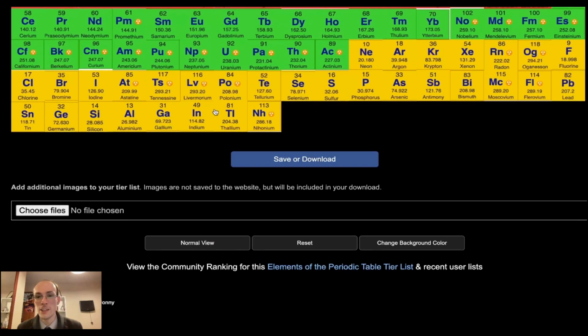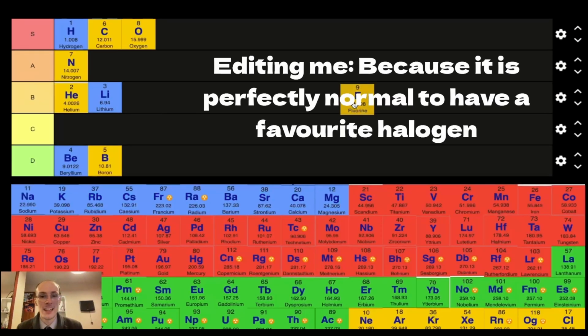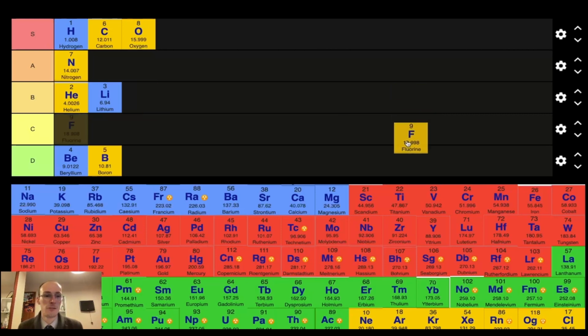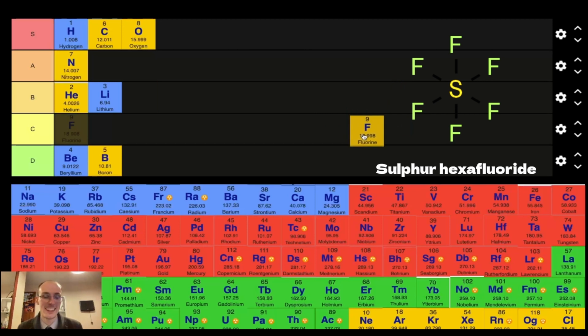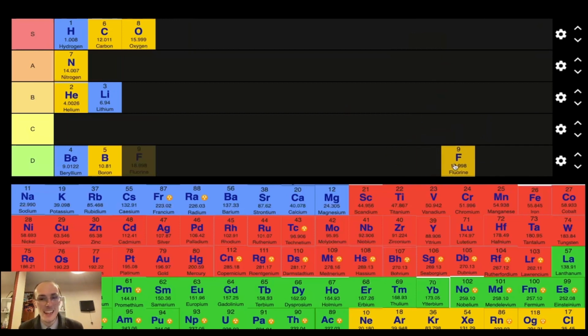Number 9 is the first of the halogens, which is fluorine. Here it is, fluorine. It's not my favourite halogen, so it gets minus points for that. Fluorocarbons, especially chlorofluorocarbons, are very bad for the planet. A sulfur with 6 fluorines attached to it is the compound with the highest global warming potential of any known compound currently in human existence. Obviously, global warming, very bad. So I think that should skew your fluorine down to here, maybe in the D tier.